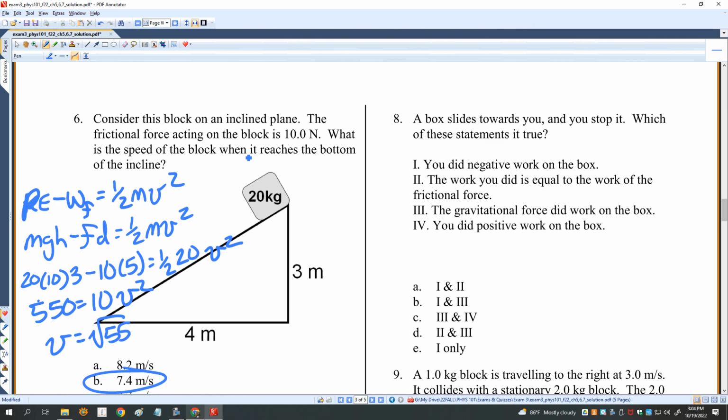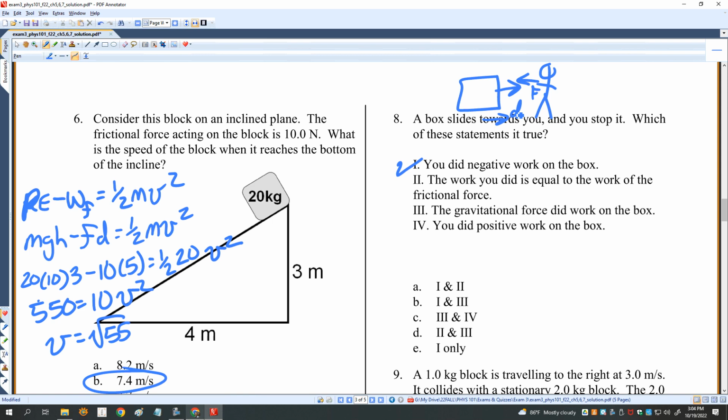A box slides towards you and you stop it. Which of these statements is true? Okay, you did negative work. That is true because as it slides towards you, you're applying a force in this direction, but the displacement is in this direction. So you're doing negative work on the box.